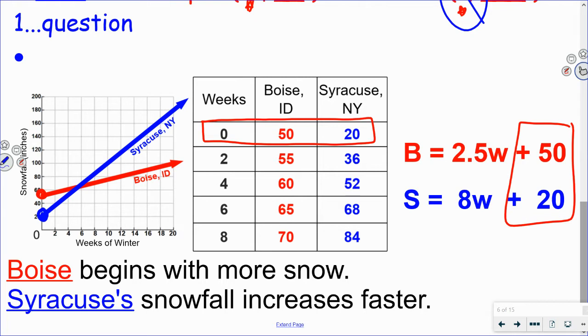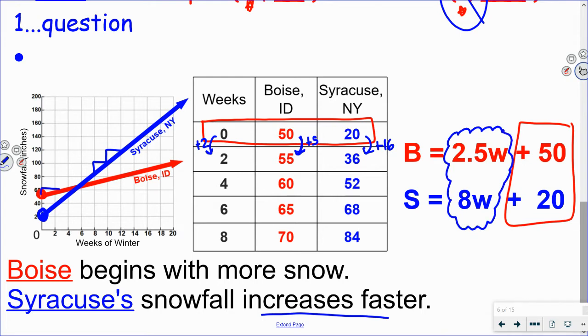Meanwhile, you could also see by looking at the slopes that Syracuse's snowfall increases faster. You can see it on a table. Goes up 16 every 2 weeks. Boise goes up only 5 every 2 weeks. You could see, well, 5 every 2 weeks is 2.5. 16 every 2 weeks is 8. So you can see it in the equation as well.